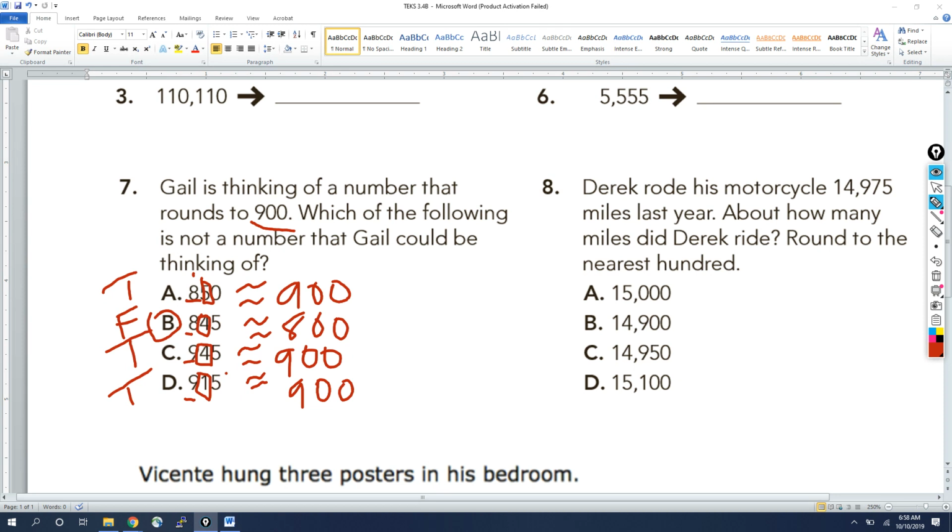Okay, number 8. Derek rode his motorcycle 14,975 miles last year. About how many miles did Derek ride, rounded to the nearest 100? They ask you specifically for the nearest 100. So for the nearest 100, underline the digit in the 100 place and box the next number. 7 is a strong number, so you add one more to this. So it will become closer to 14,000. We keep the same. Alright, so this one will be 10.